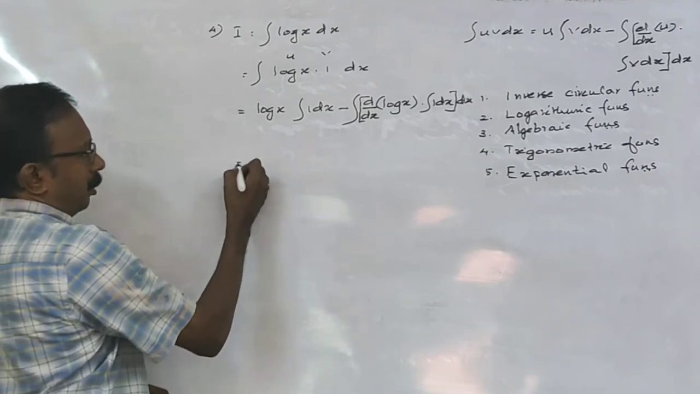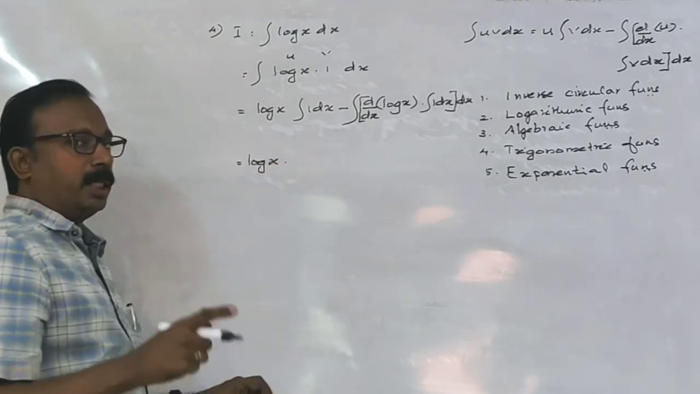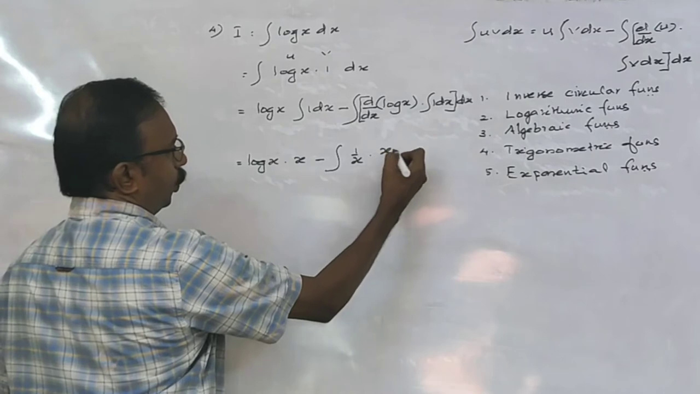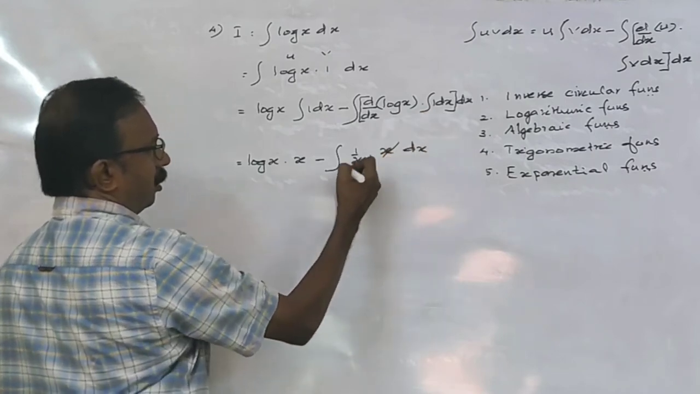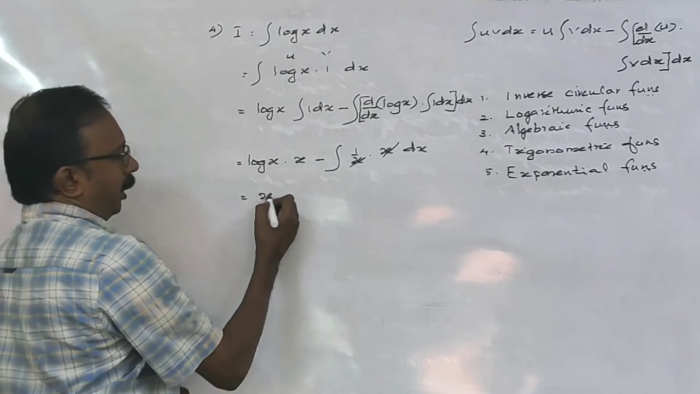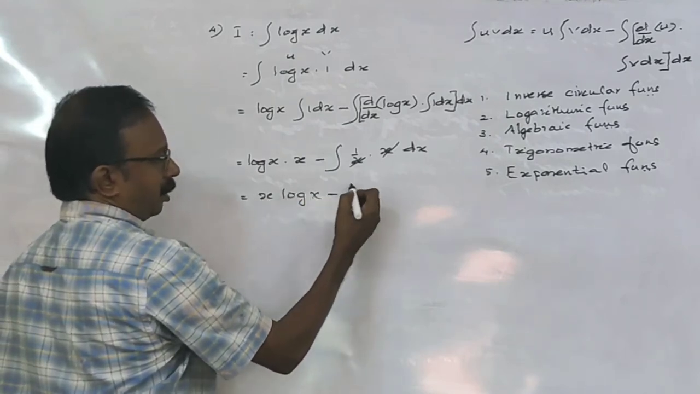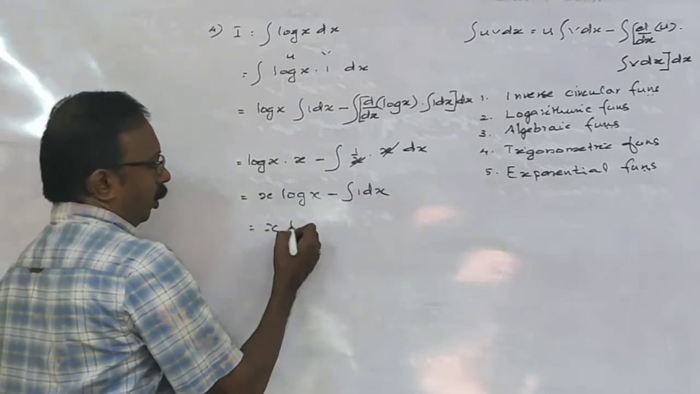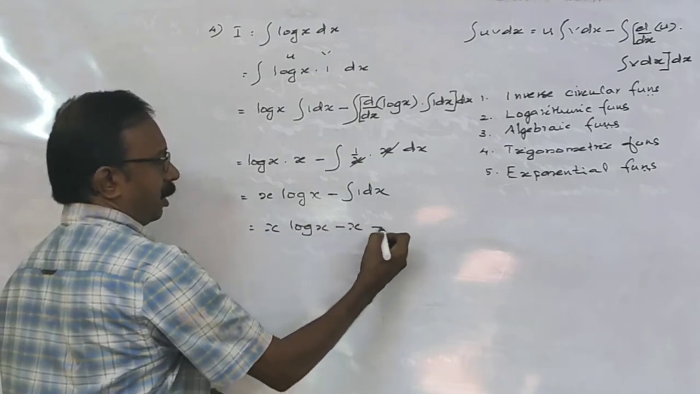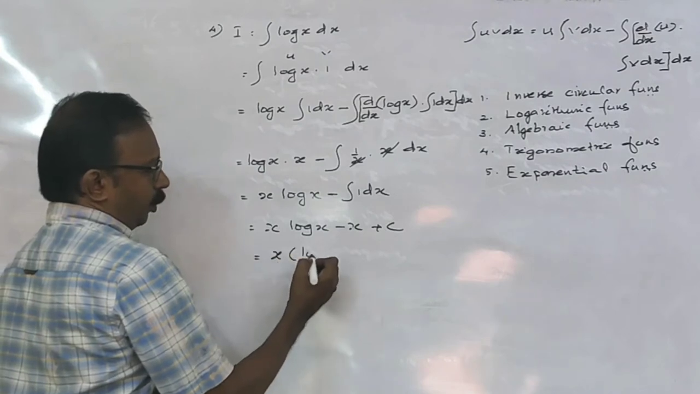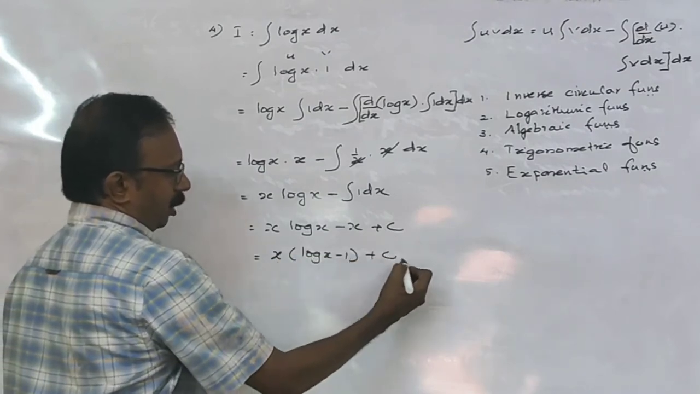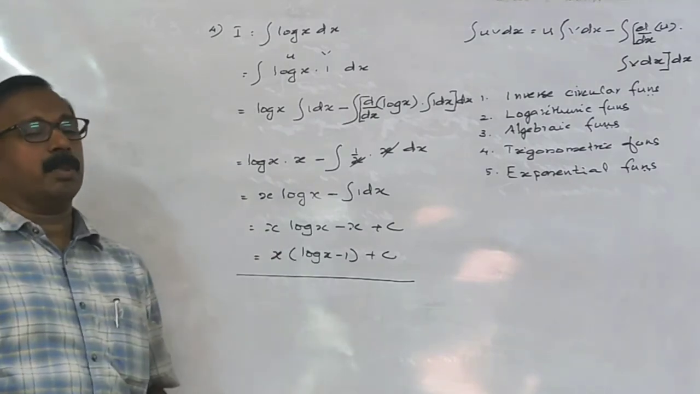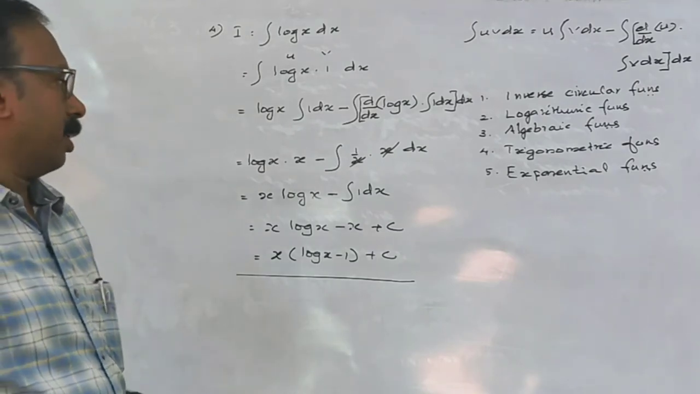Here log x into integral of 1 is x, minus derivative of log x is 1 by x into integral of 1 is x into dx. Now x log x minus integral of 1 dx. Integral of 1 is x. So x log x minus x plus c. So the answer is x into (log x minus 1) plus c. Integral of log x is x into (log x minus 1) plus the constant of integration.